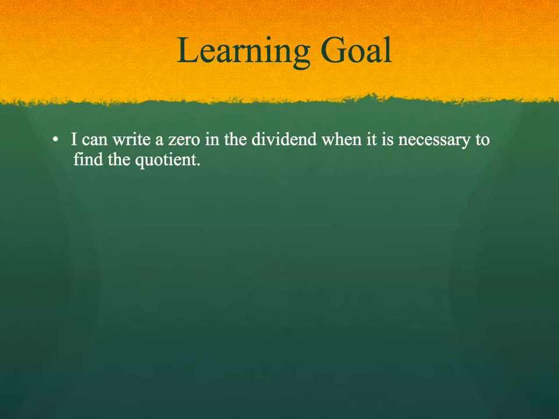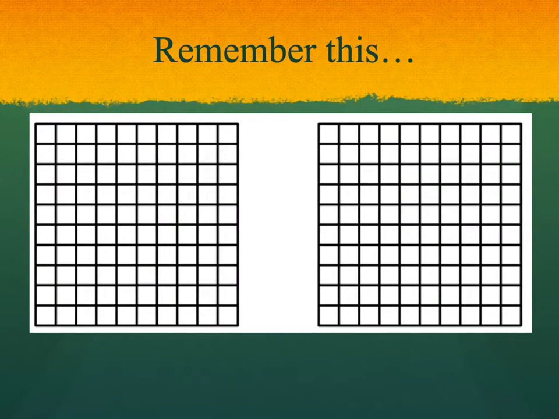Remember before when dividing, sometimes we had remainders, sometimes we wrote the remainder as a fraction, and today we're going to add zeros to the dividend so we don't have a remainder. If you remember from previous lessons, we can add zeros or take away zeros to the ends of decimals, and the decimals are still equivalent.